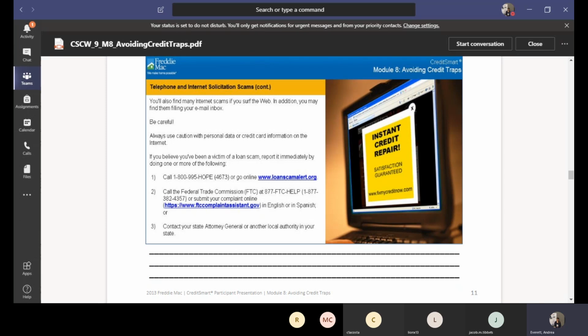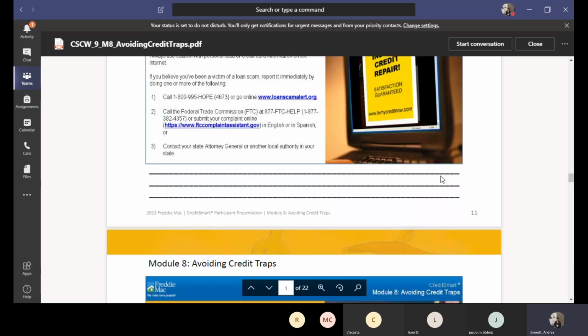And these are some numbers that you can call to report it immediately. So the loanscamalert.org. You can call that HOPE number, the Federal Trade Commission, and then you can also contact your state attorney general or any local authority in your state.